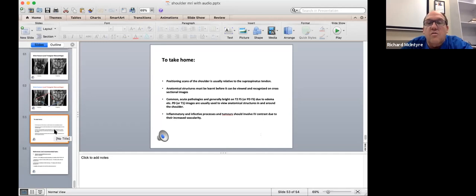Positioning scans of the shoulder is usually relative to the supraspinatus tendon. Certainly in mechanical damage, we want a baseline, and we want to see that supraspinatus tendon go all the way across the shoulder. Anatomical structures must be learned before they can be viewed and recognised on cross-sectional imaging. Hopefully you've done that now.